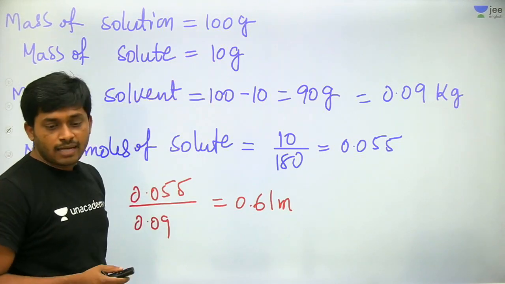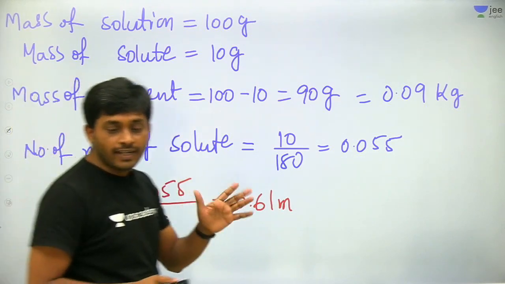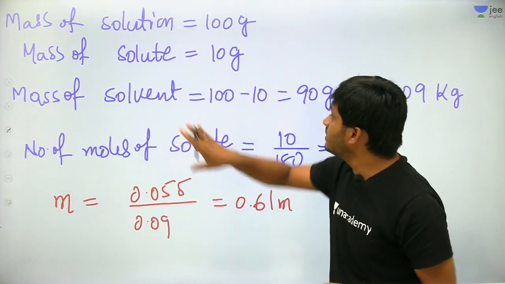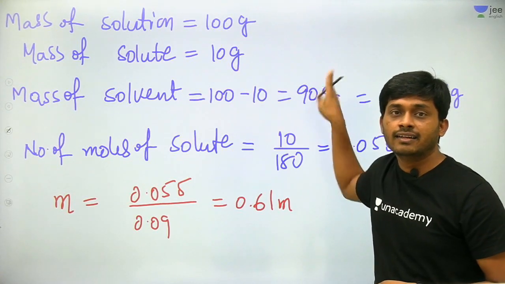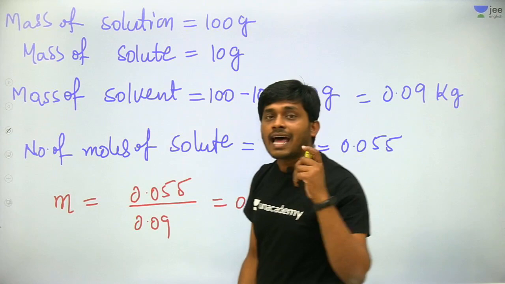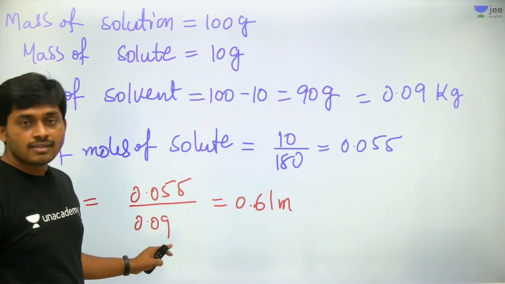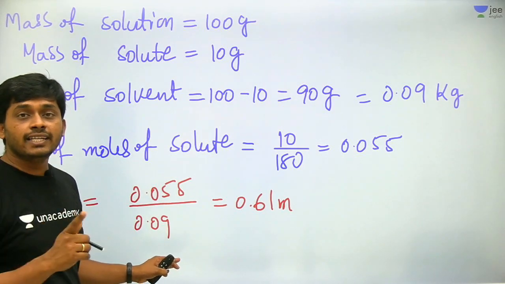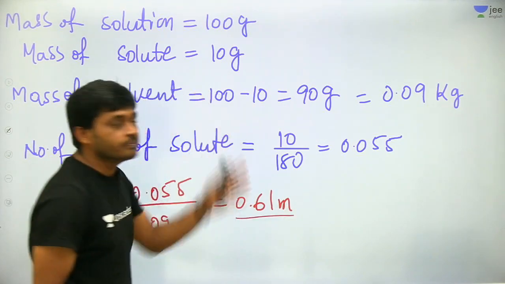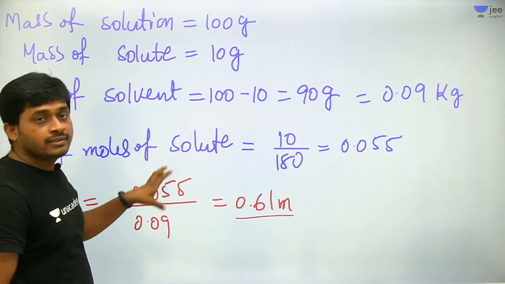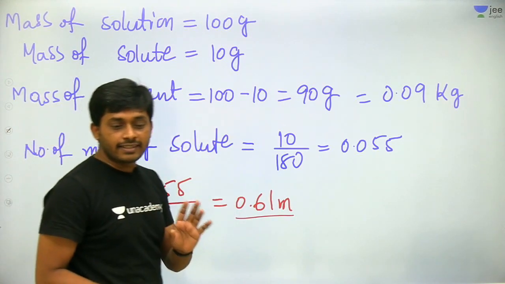See here, mass of solute is 10 grams. Total solution is 100 grams. What about the solvent mass? Solvent mass is 100 minus 10. So clearly we have to write like this. Next, moles calculation. Last, molality formula: number of moles per kg of solvent. In 1 kg of solvent, how many moles of solute are present? That is molality. So what is given here? Then formula, then substitution, last result.